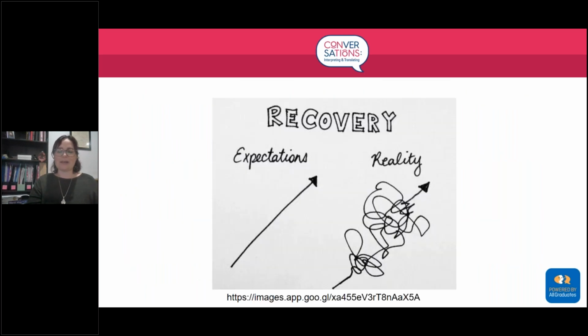And this is a diagram that I absolutely love, and I show it to patients all the time. We want our recovery, we expect it to be a nice straight line of improvement. In reality, it is up and down and every other direction, sometimes all at once. But overall, we keep pushing forward, and we do get that improvement. So that's a nice way of thinking about recovery from anything, really.